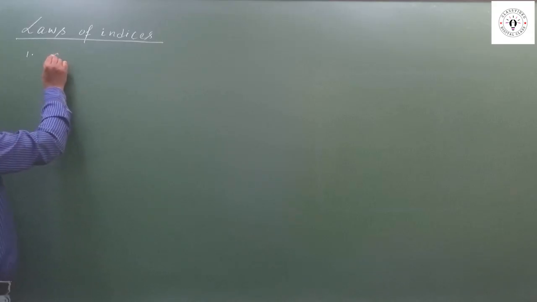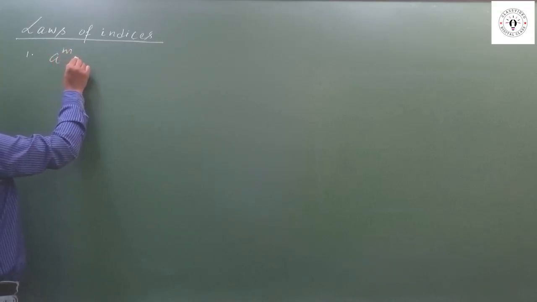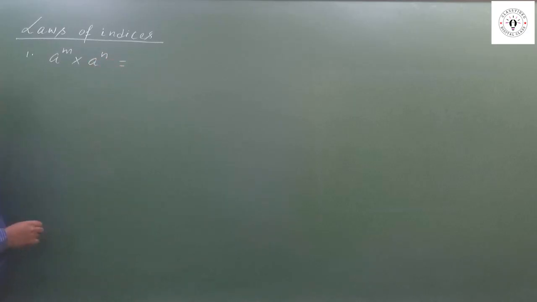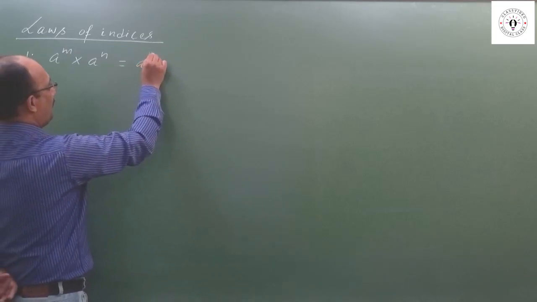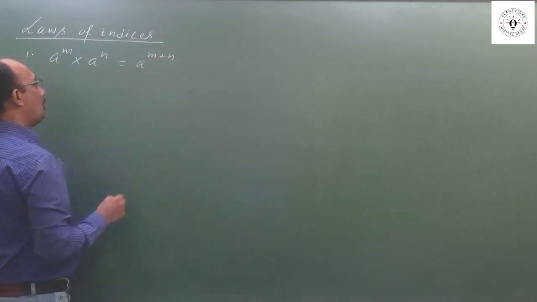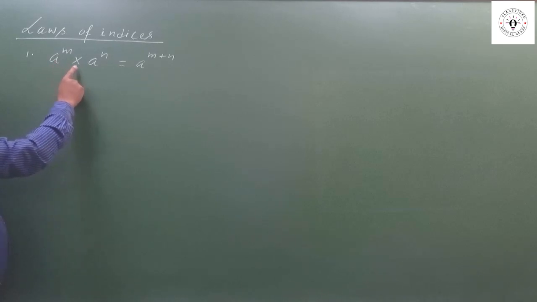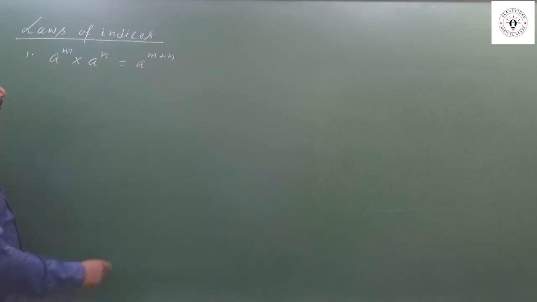Look here, this is a to the power m times a to the power n. This equals what you studied in class 9? Correct. a to the power m plus n. How can you remember this formula? What is the base here? The base here is a. Here also the base is a. In the middle, what sign do we have? Multiplication sign. So in multiplication, when bases are the same, the powers are added.